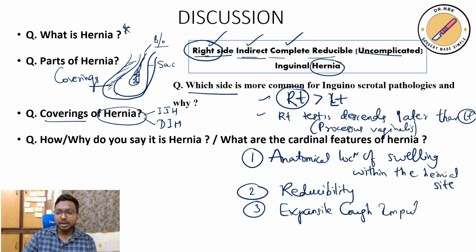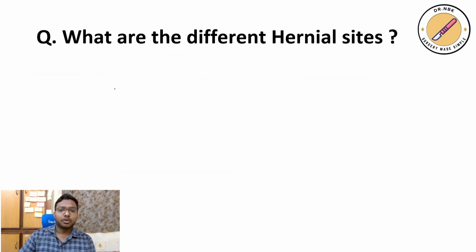So these are the three cardinal features of a hernia, right? So we will see one by one how the questions can be asked again from these three points. Okay, so each one is again a question. So what are the different hernial sites? You said it is an anatomical location present within the hernial site.